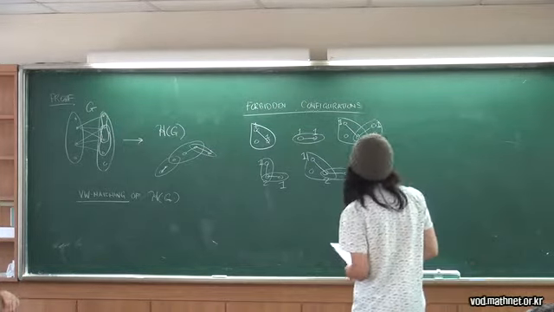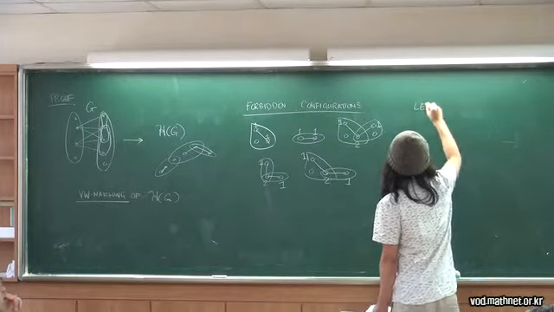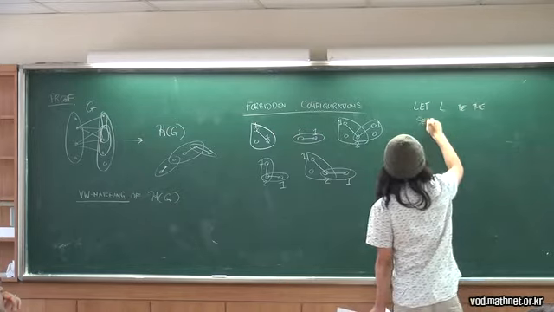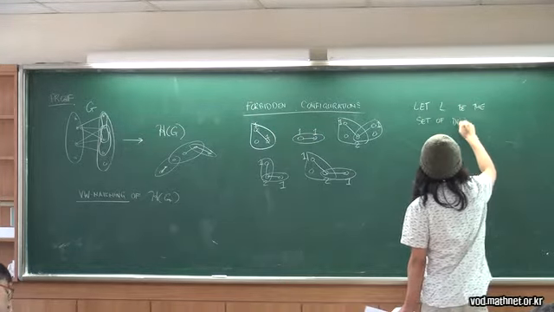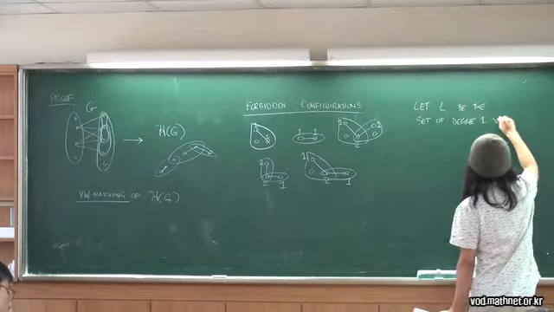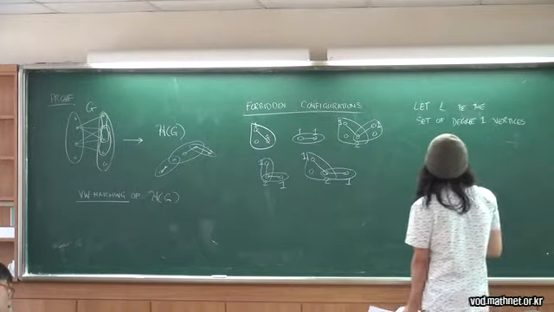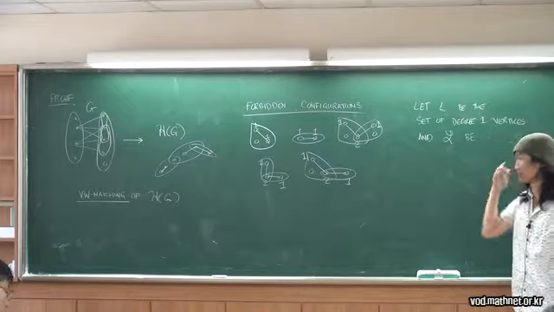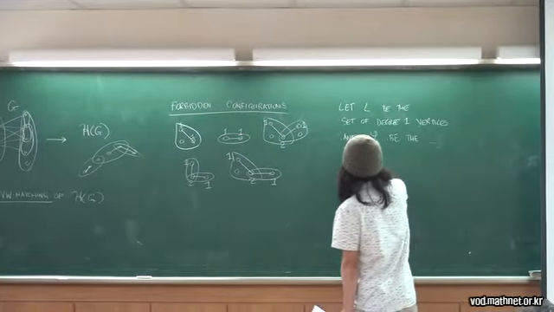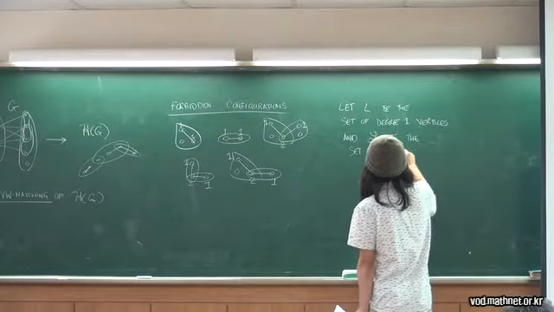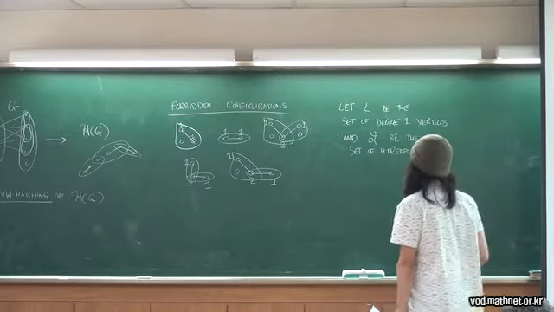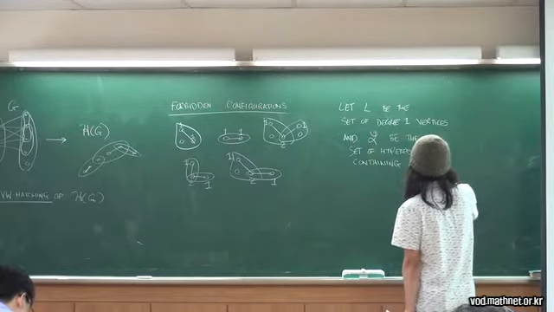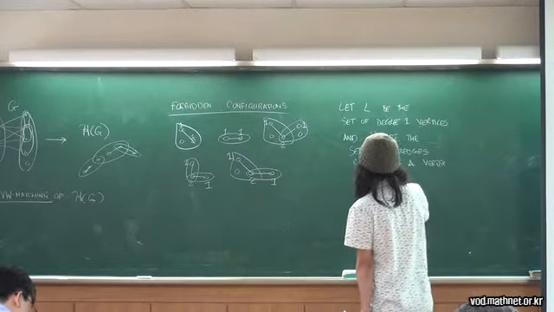So let me define some things. Let L be the set of degree 1 vertices. And let script L be the hyper edges that contain a degree 1 vertex. So script L is the set of hyper edges containing a vertex of L. Okay.